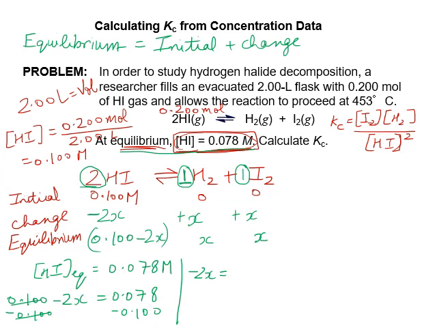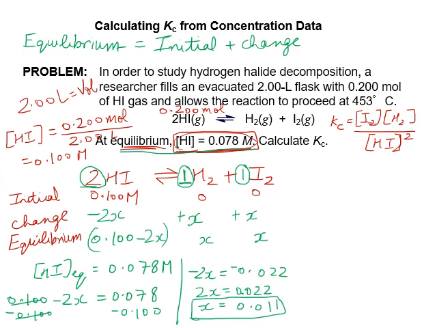Which gives me negative 2x is negative 0.022. Now both sides are negative, so I multiply by negative 1. That would give me 2x is 0.022, which would give me x is 0.011. I divide both sides by 2 to get rid of this 2, and I get my value of x. So now you have x figured out.